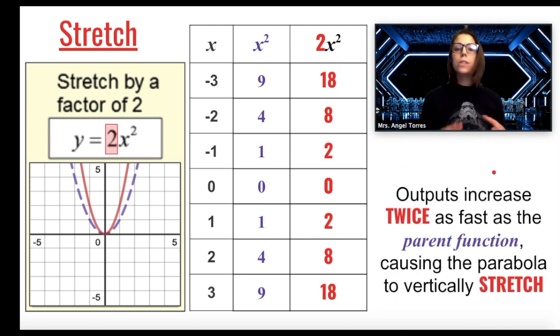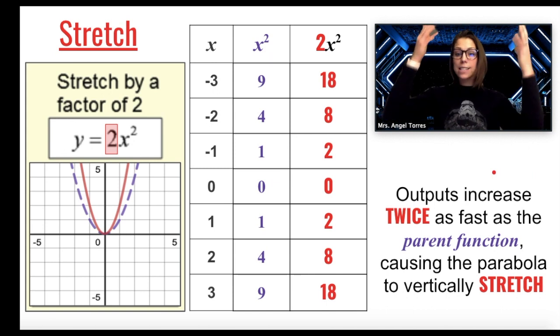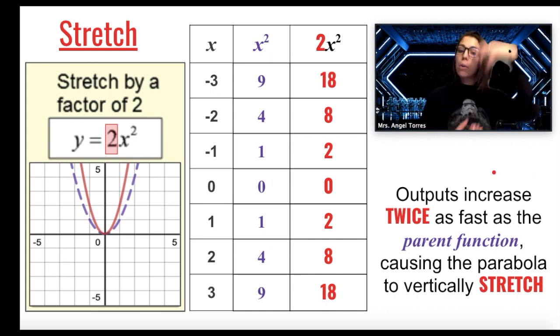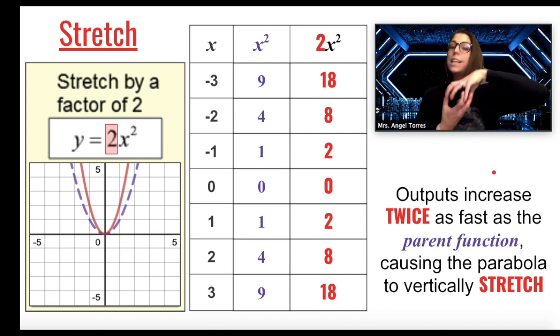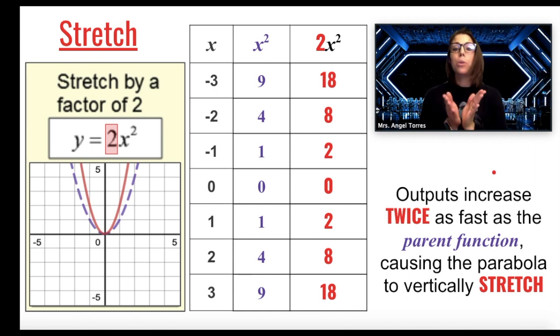So what's happening in the graph and the table? Well, our outputs are increasing twice as fast as the parent function, causing that parabola to vertically stretch. As something increases at a faster rate, it's going to grow much faster, and your parabola is going to get thinner and thinner and thinner.